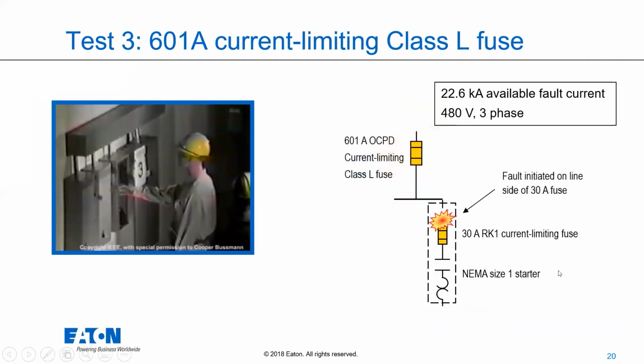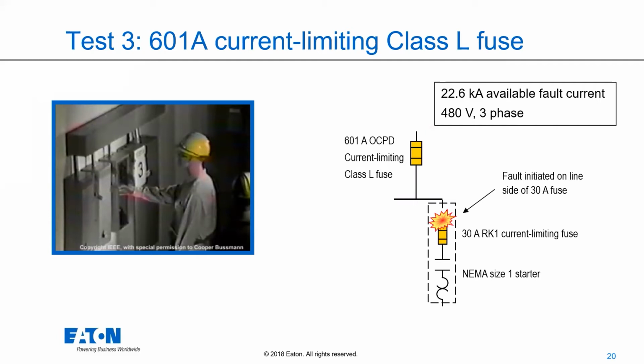So our next test we're going to look at, again, this is the exact same available fault current and the same voltage. This time we have a 601 amp current limiting class L fuse in front of it, right? So, the same general amount of amps here. But we're going to use a current limiting class L fuse.